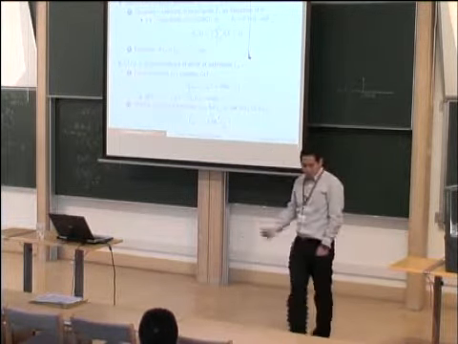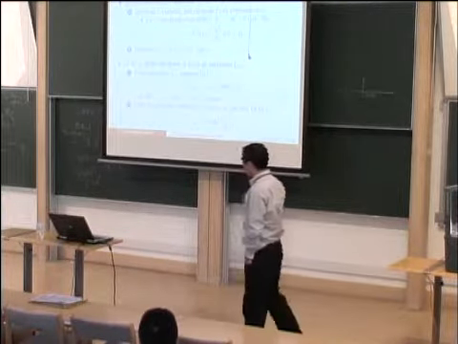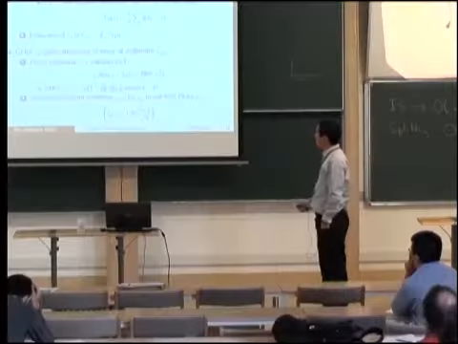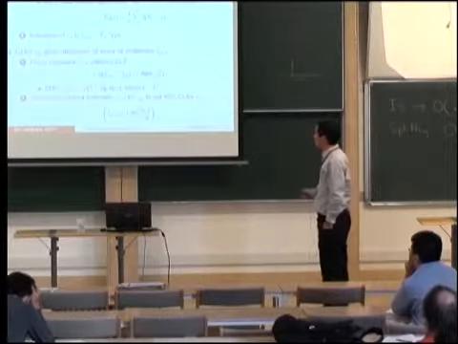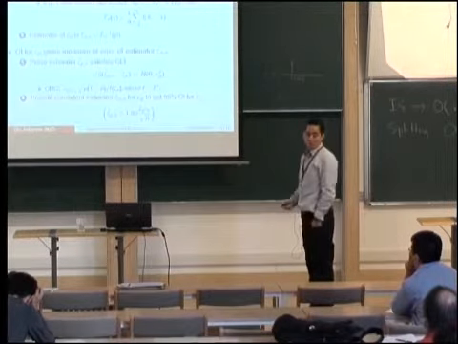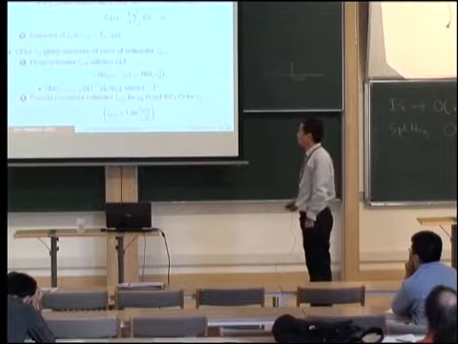So now what we'd also like to be able to do is to give a confidence interval for the quantile. And the typical way that we're all familiar with for developing a confidence interval is first to show that our point estimator satisfies a central limit theorem. So here's a central limit theorem that we might have for a quantile estimator. Here, kappa p squared I'll denote as the asymptotic variance that appears in the central limit theorem.